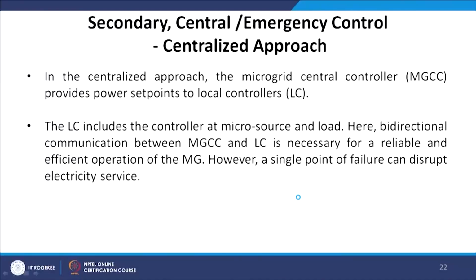Assume in a small microgrid you have around 3 to 4 different sources, and those sources will have my 3 to 4 local controllers, and with a single MGCC, the LC can communicate with my MGCC and take action at the local end as desired by the MGCC. The LC includes the controller at the micro source as well as at the load. Here, bidirectional communication between MGCC and LC is necessary for a reliable and efficient operation of the microgrid.